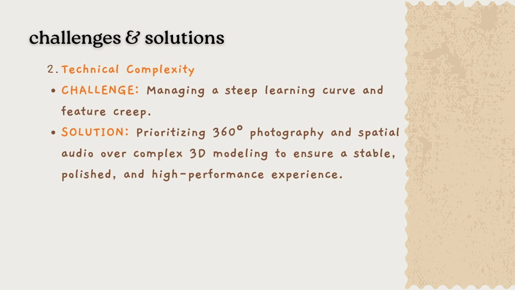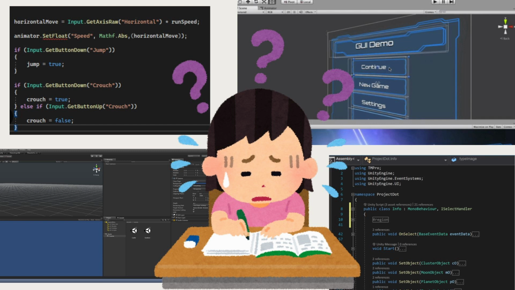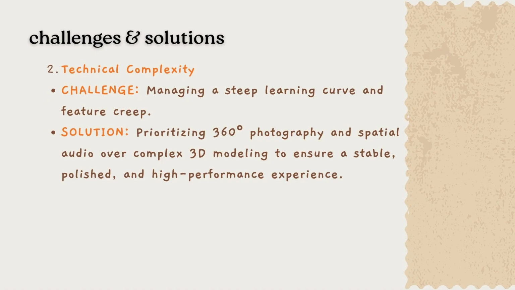Secondly, we faced a technical learning curve. To avoid the project becoming confusing to manage and complex to push through with, we will prioritize essential gameplay rather than adding too many confusing features. By using the 360-degree photography and immersive audio over complex 3D assets, this allows us to deliver a product that will be stable, well executed, and not too complex to create.